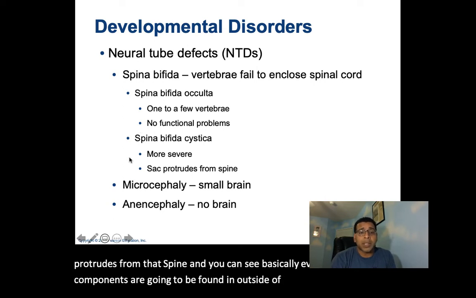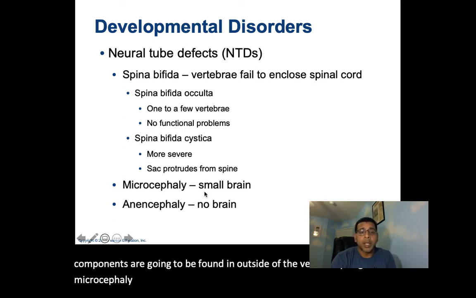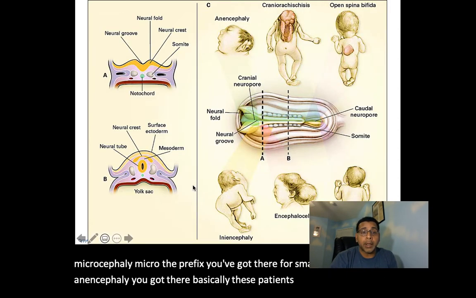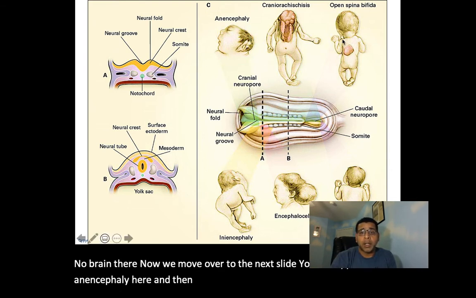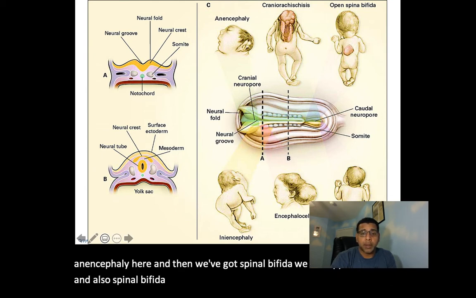And then you've got microcephaly, micro, the prefix for small brain, and then anencephaly, where basically these patients have no brain. Now when we move over to the next slide, you can appreciate anencephaly here, and then we can appreciate spina bifida here, and also spina bifida in this picture down here as well.